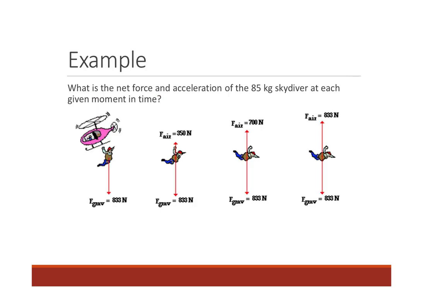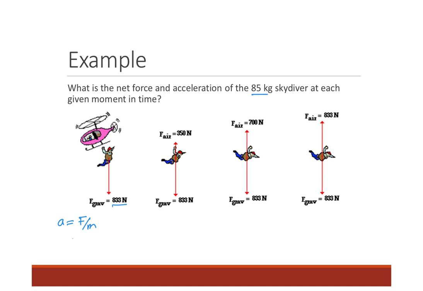We can calculate this using Newton's second law to determine when an object is going to reach terminal velocity. So we have an 85 kilogram skydiver at 4 given moments in time as they fall in free fall before deploying the parachute. In the beginning, when the person has jumped out of the helicopter and is plummeting towards Earth, we have just the force of gravity working on this person, a force of 833 newtons.